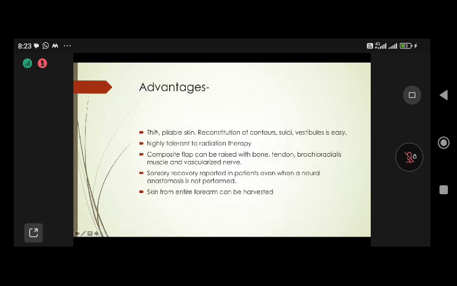Advantages are thin pliable skin, reconstruction of contour, sulci, and vestibule is easy, and it is highly tolerant to radiation therapy. A composite flap can be raised with bone, tendon, brachioradialis muscle, and vascularized nerve. Sensory recovery is reported in patients even when a neural anastomosis is not performed. Skin from the entire forearm can be harvested.